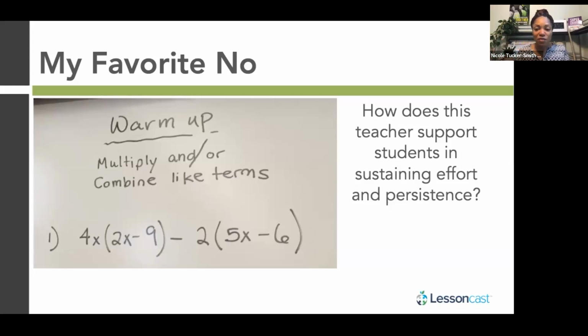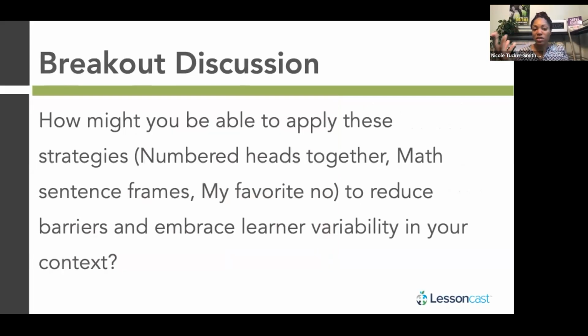So what I would love for you to do in the breakout room, I've shared with you 3 strategies. Can you think of how you might be able to apply these strategies in your context? And I love the things you've already been saying in the chat about how you can use it with your elementary students and how you can use it with your 6th graders. So take a moment to chat. We're going to open up the rooms. How might you use numbered heads together, math sentence frames, or something like my favorite no, to reduce barriers and embrace learner variability in your context?